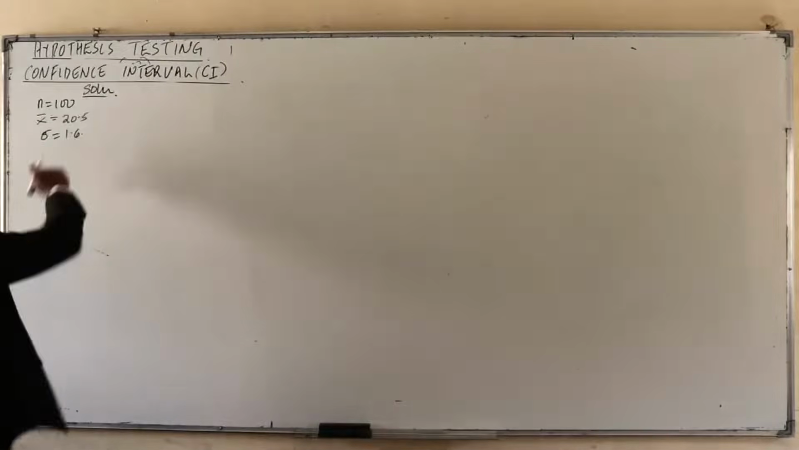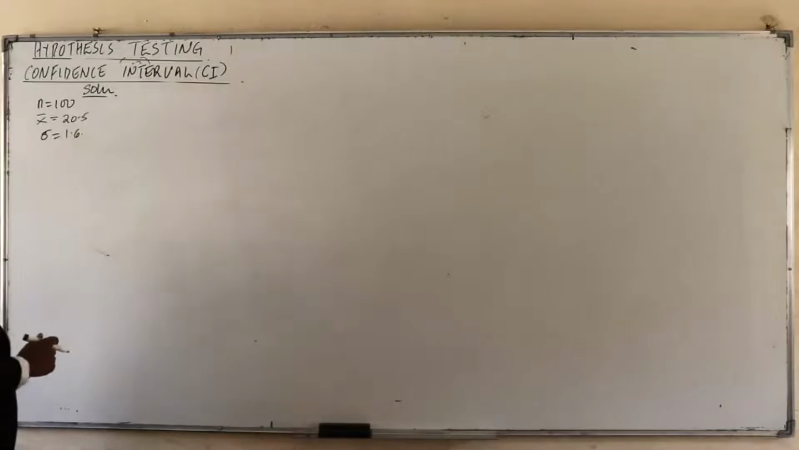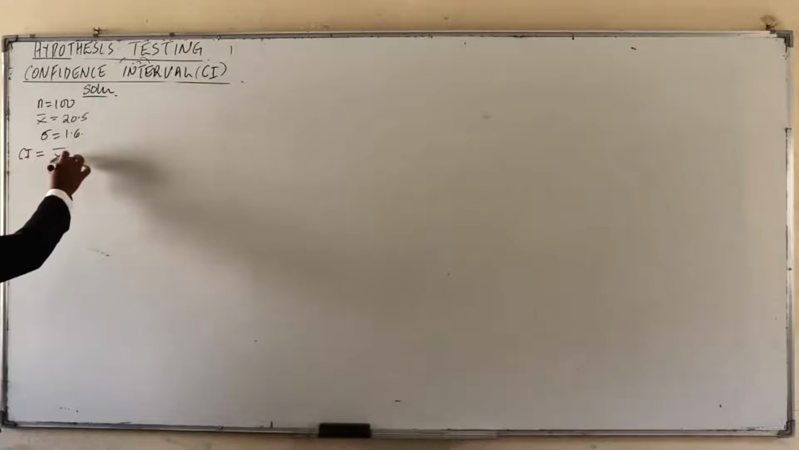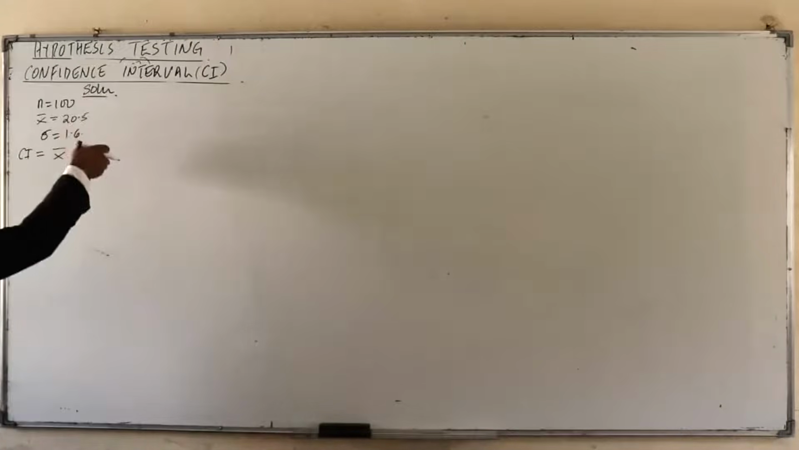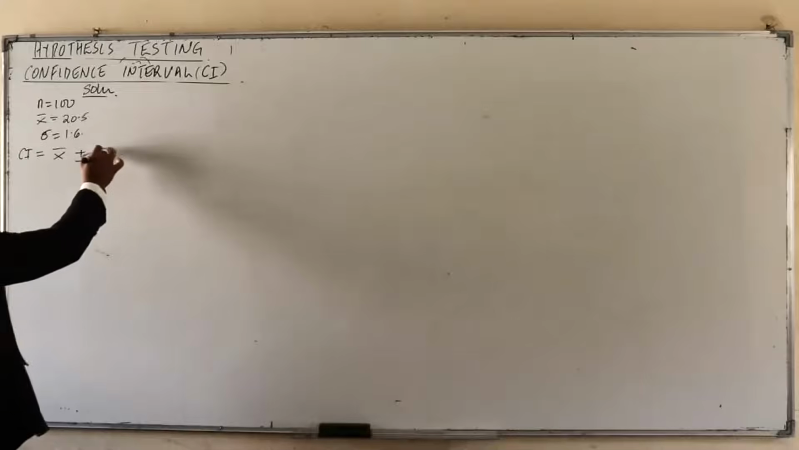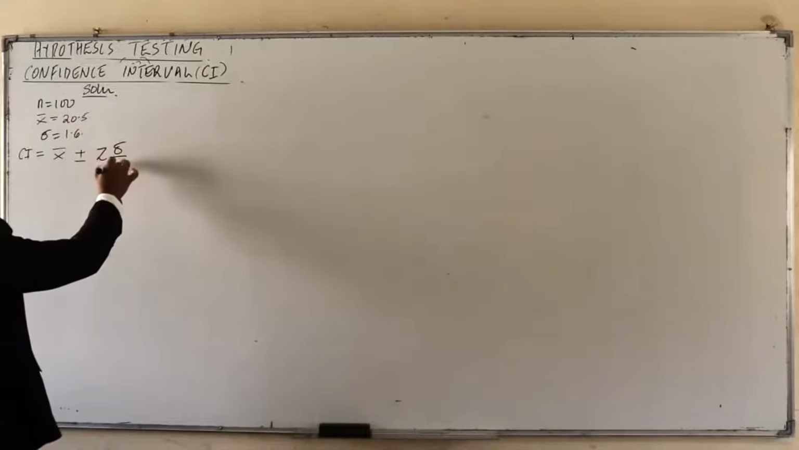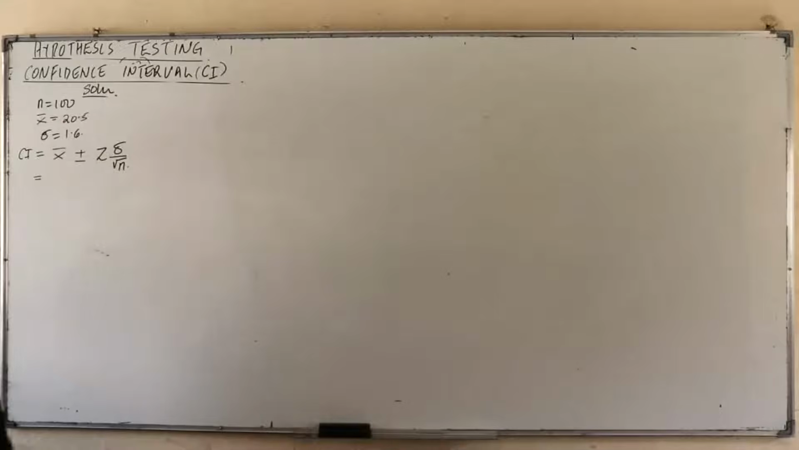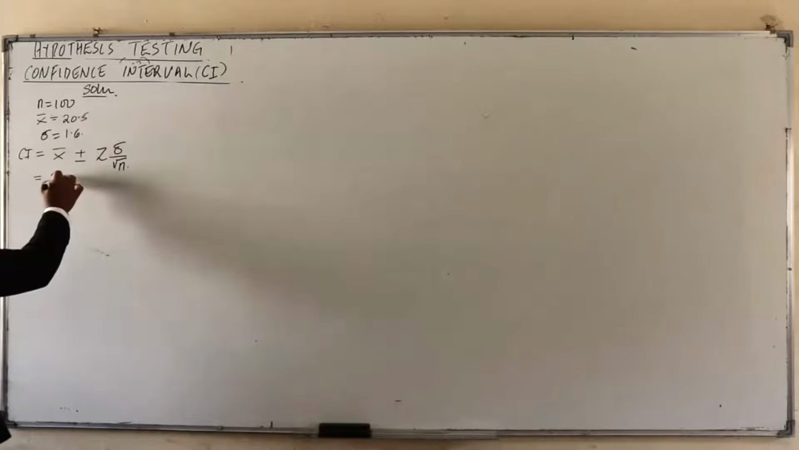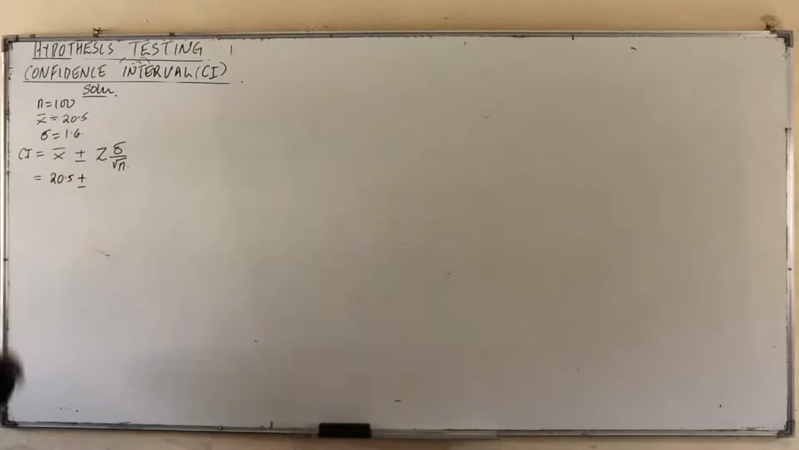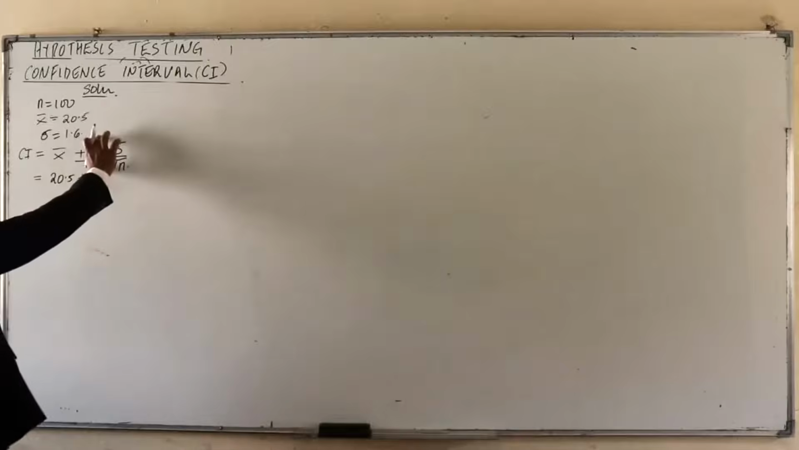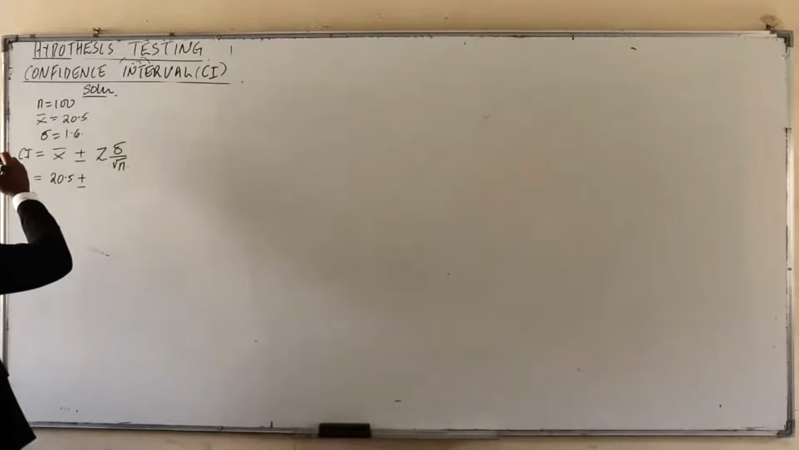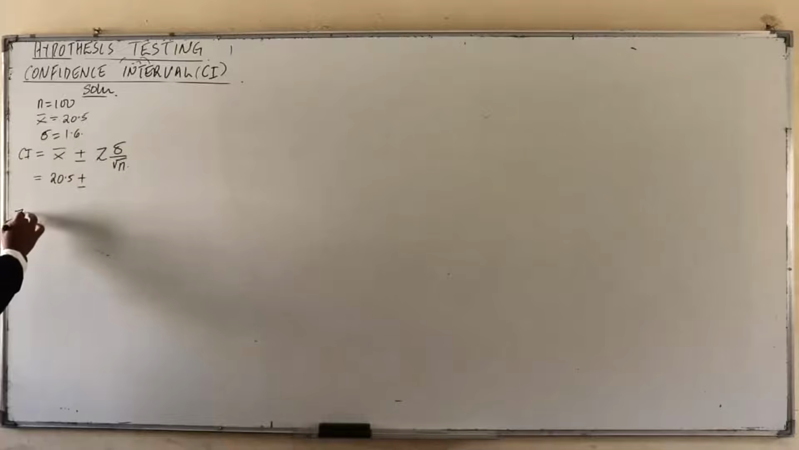Since N is greater than 30, we use Z test. So to get the confidence interval, it's x bar plus or minus, which can either increase or reduce by the margin of error, which is Z times standard deviation over square root of n. So we have x bar, which is 20.5, plus or minus. How do we get Z? So we compute Z, then we multiply by the standard deviation. This is how we get Z.